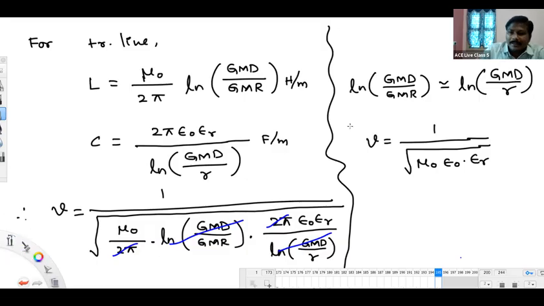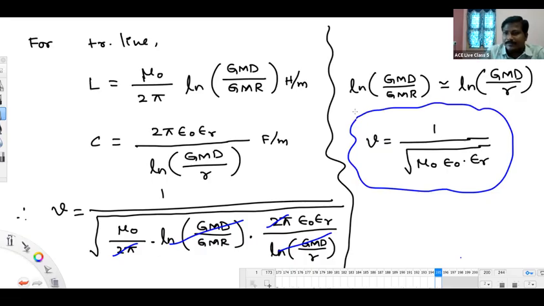Next, I'll take up this formula exclusively for overhead lines first and then for cables. For overhead lines, epsilon r is the relative permittivity of the surrounding dielectric medium, that is air, which has epsilon r value 1. So you get velocity 1 by root mu naught into epsilon naught.